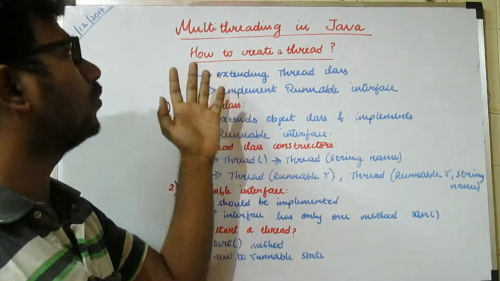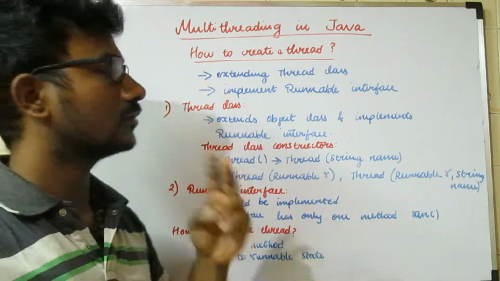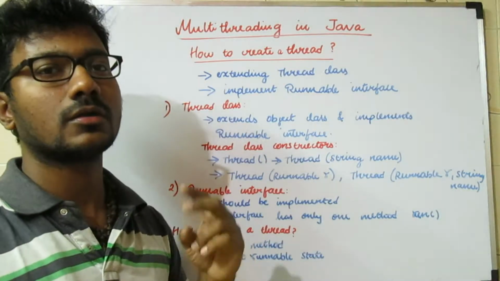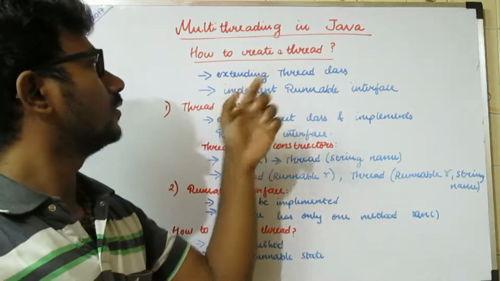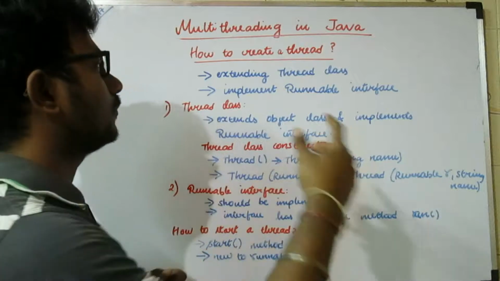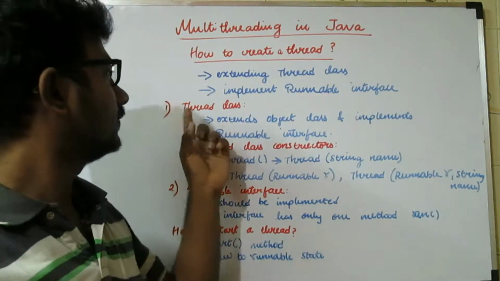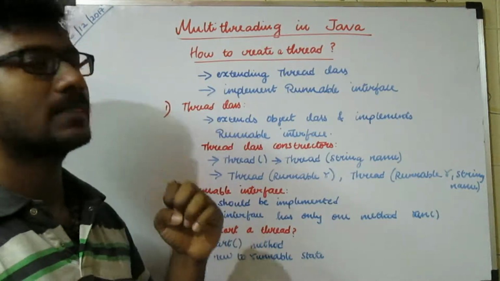Now we are going to see how to create a thread using Java. Java supports two approaches. One, by extending the Thread class, and another approach is implementing the Runnable interface. So the first approach is the Thread class.